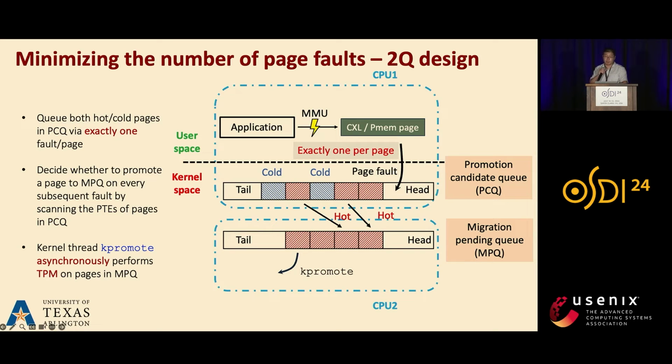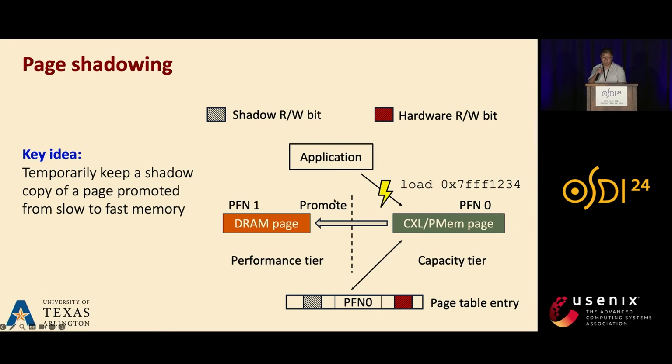Later, on every subsequent page fault on the other pages, Nomad scans the PTEs of pages queued in the PC queue to determine the hot pages and promotes them to a migration pending queue, where transactional page migrations are performed asynchronously by a kernel thread called kpromote. This two-queue design ensures that no page in slow memory goes through repeated page faults to be promoted. Most importantly, after the initial page fault that adds a page to the promotion candidate queue, Nomad allows the user to freely access the page while a migration decision is made, without incurring more than one page fault per page.